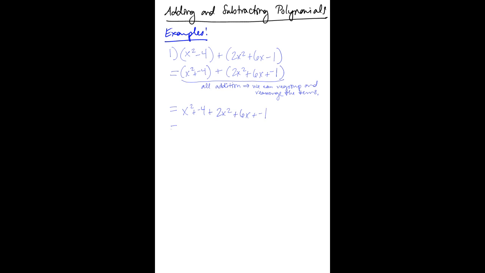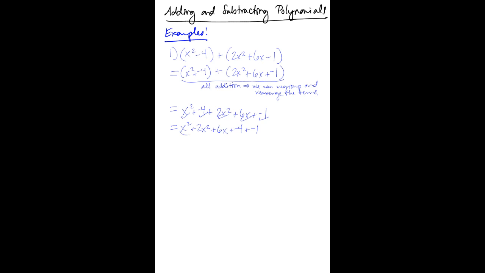And now I can reorder like terms so they're next to each other. So I have an x squared. I'm going to write that down, and I'm going to look for other x squareds. Here's a 2x squared, so I'm going to write that down. Now I have a 6x here, so I'm going to write that down. And then I have a negative 4, so I'm going to write that down, and a negative 1, so I'm going to write that down.